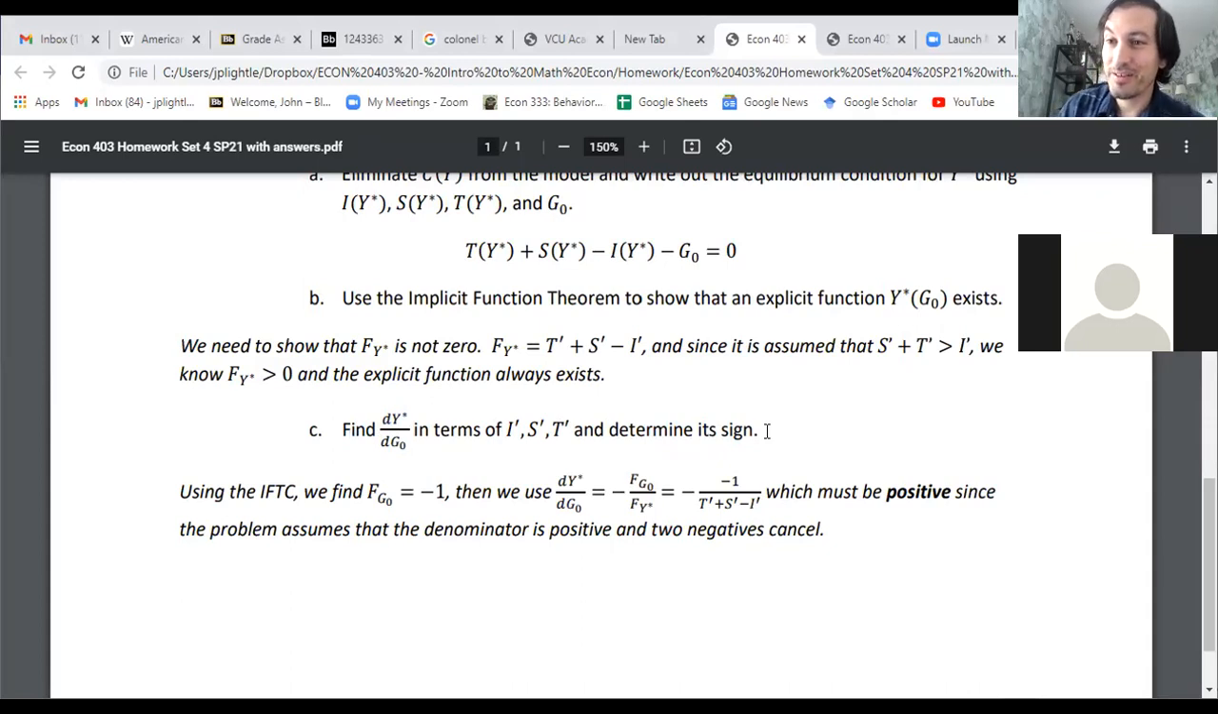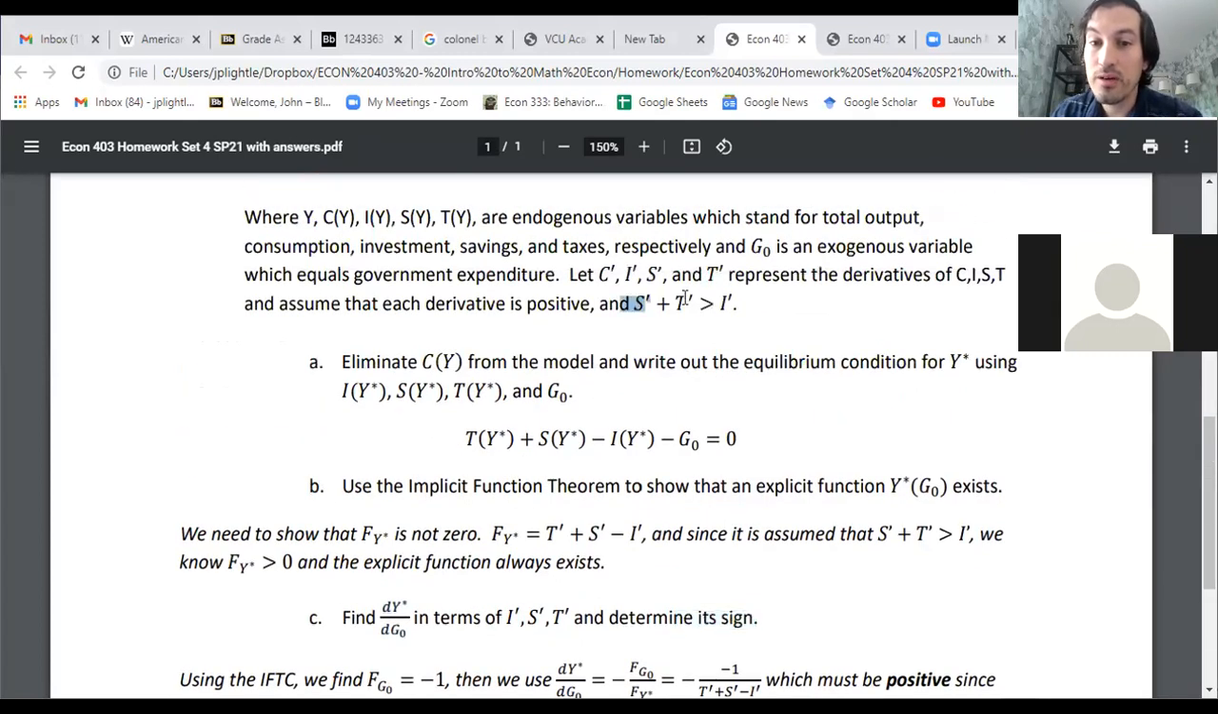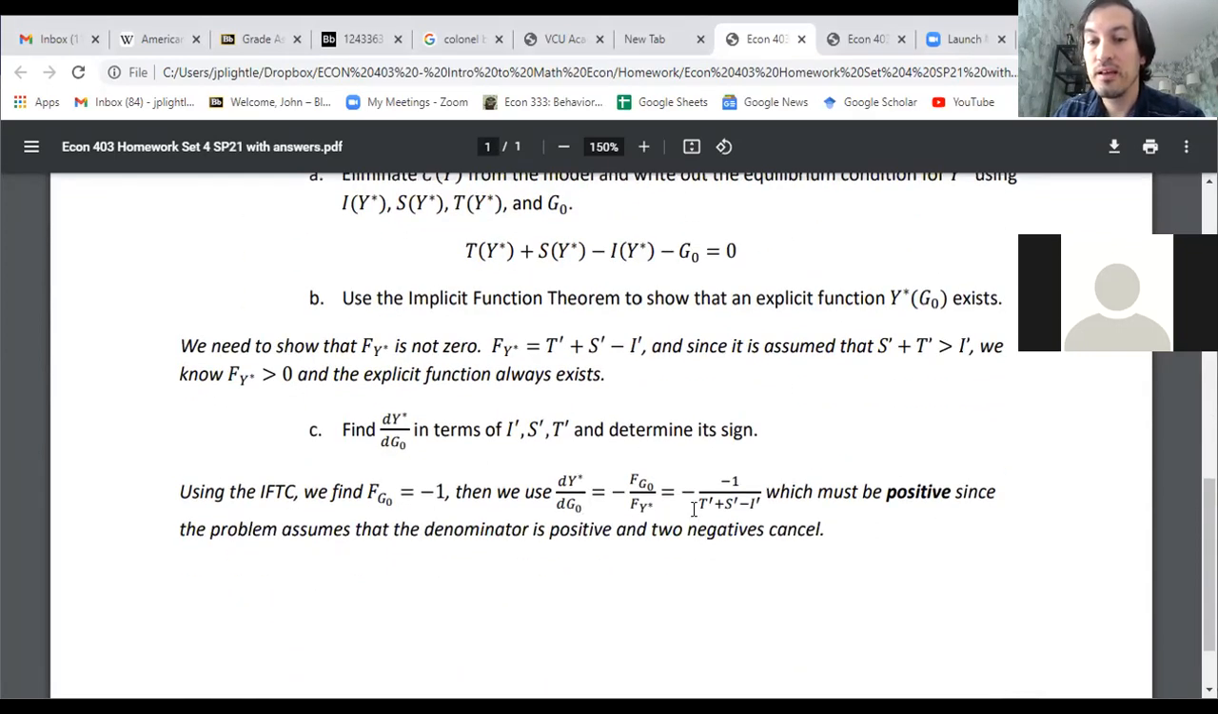That's another suggestion I have, is to read the whole problem too. Read the whole question. I'm not just asking you to find dy star dg zero. I'm asking you to tell me whether it's positive or negative. And you can do that. Once again, you need to invoke this assumption of the problem. The assumption was s prime plus t prime is greater than I prime. You needed to use that in order to tell that this denominator was positive. And then you have a negative sign over positive. That means the whole thing must be positive.